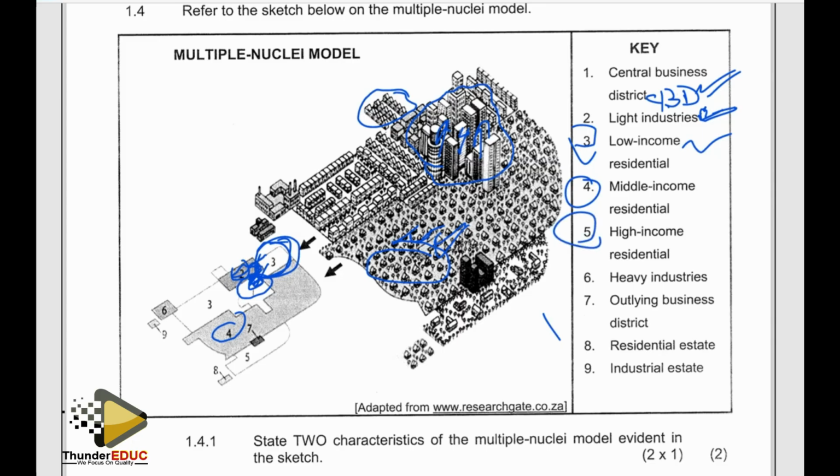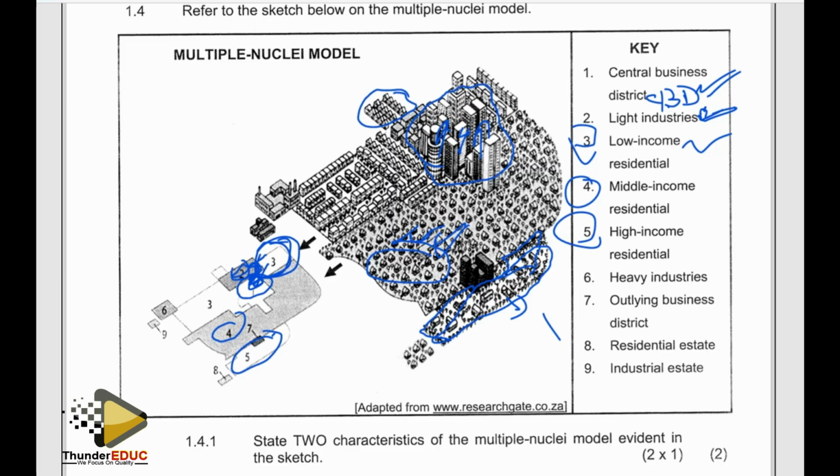Then we have number 5. Zone 5 is here, you can see this part here. This is the high income residential, what we call the suburban areas. These areas are very far away from the CBD and on the outskirts of the city. You are seeing that zone number 5 is at the periphery of the city, on the outer edge. They are very far away from the central business district, for the very same reason that these people have high income, they definitely have their own modes of transport.